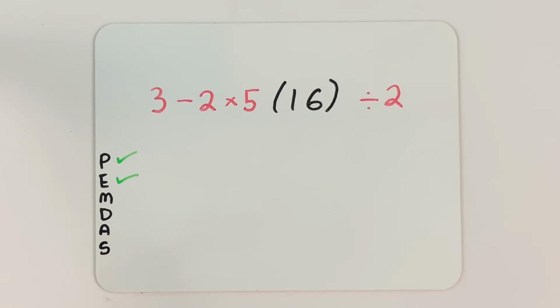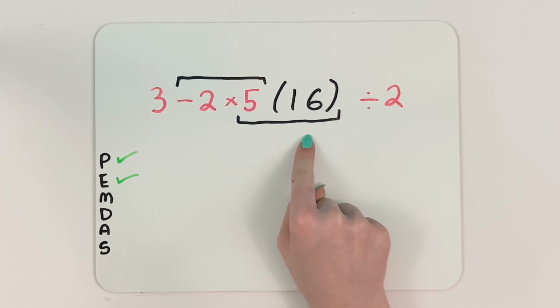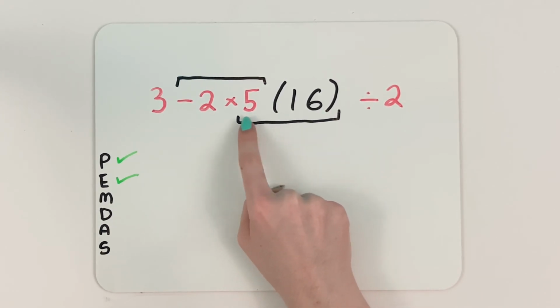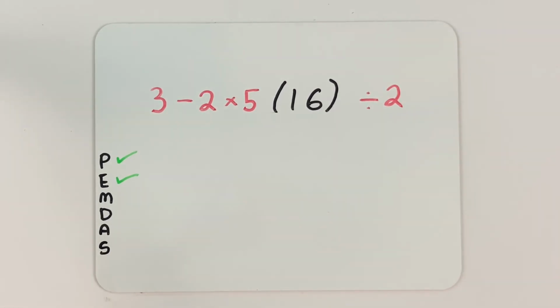Notice that we have two cases of multiplication. We have multiplication happening here and here. As a rule for myself, I like to work with whatever's closest to the parentheses first, just because it's easier to forget that there's multiplication happening here rather than over here. So 5 times 16 is 80, multiplied by negative 2 is negative 160. So that's all the multiplication taken care of. Now let's move on to the division. Negative 160 divided by 2 is negative 80.